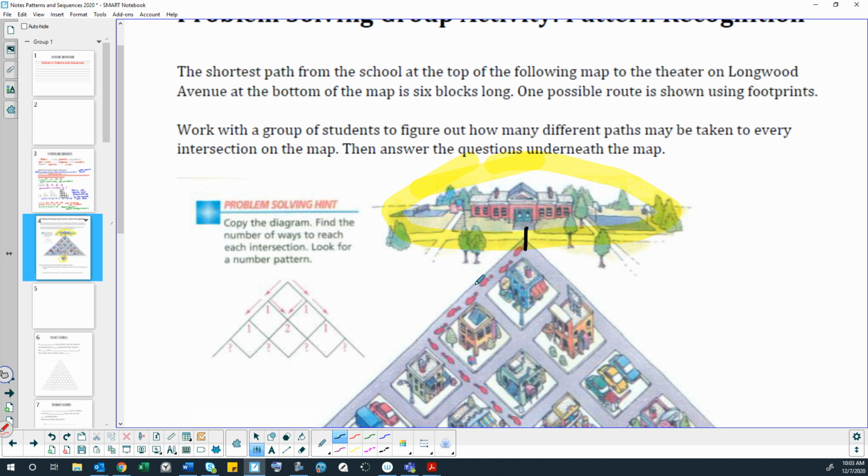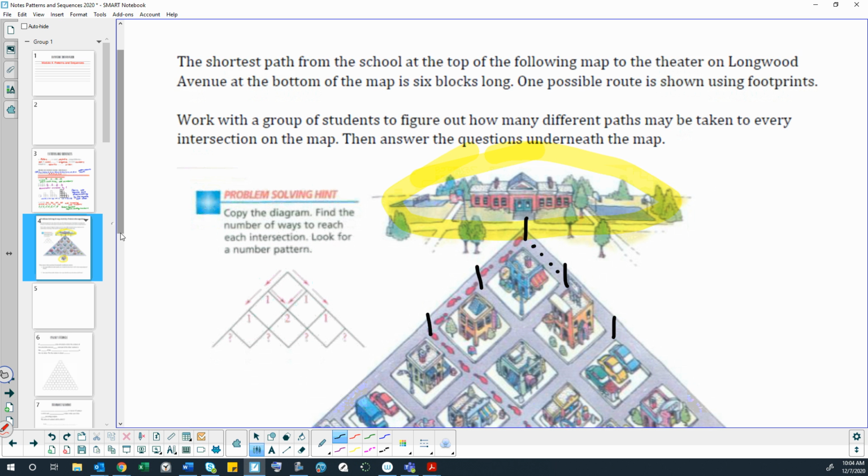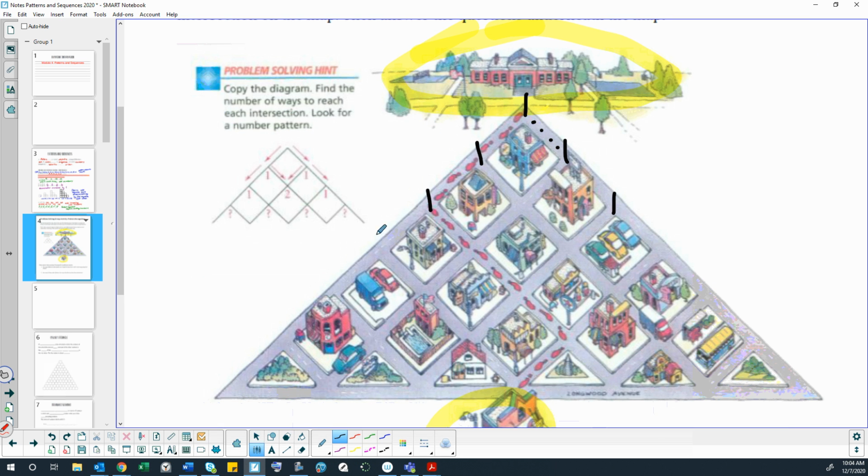So you should be writing on your papers as I'm going through this with you. So there's 1 shortest way to get to that corner, and there's 1 shortest way to get to that corner, correct? How many shortest ways to get from the school to this corner? There's only 1. How many ways to get from the school to this corner? 1. So all the way down the sides, there's only 1 shortest way to get to any of these intersection points along the edges, because you're just going to walk straight to the place, right? So those are all 1s. 1 way to get there, the shortest way.